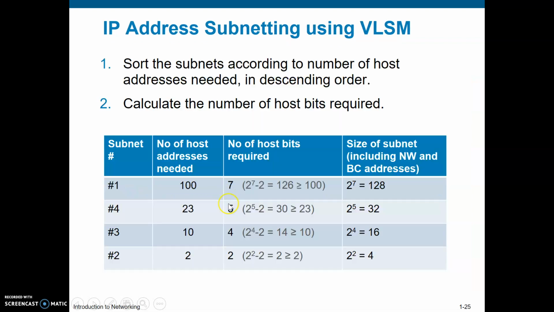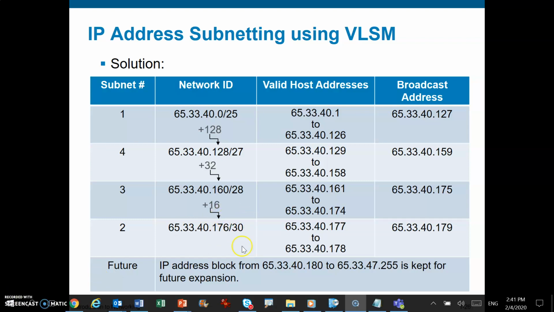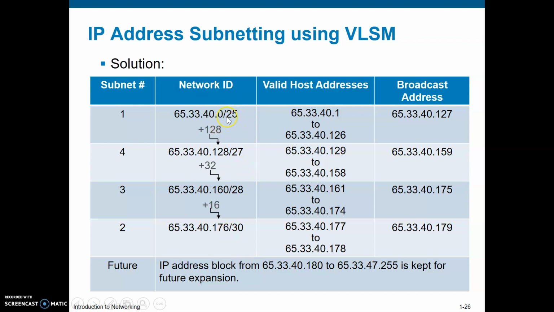So if you remember, subnet 3 is 4 host bits, which gives you 16 IP addresses. So 4 host bits is /28, 16 IP addresses, plus 16, this gives me the network address of the last subnet, which is a /30, which means 2 host bits. So with this method, you can quite easily find out the network ID of all your 4 subnets without even going through the binary.